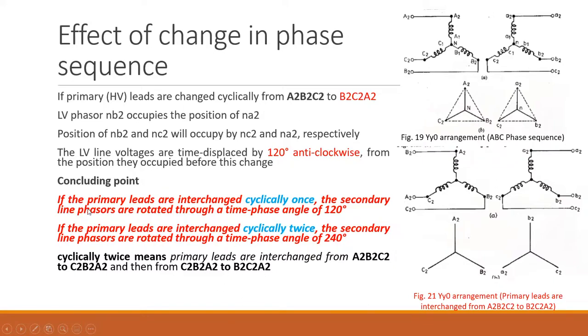So the concluding point here is that if the primary leads are interchanged cyclically once, the secondary line phasors will rotate by 120 degrees. If it is twice, the secondary will be shifted by 240 degrees. So here we are going to stop.